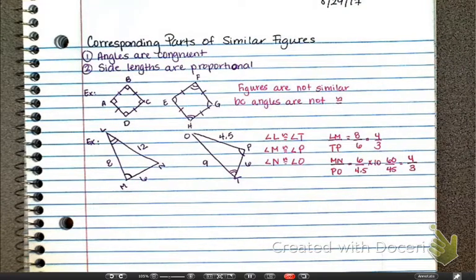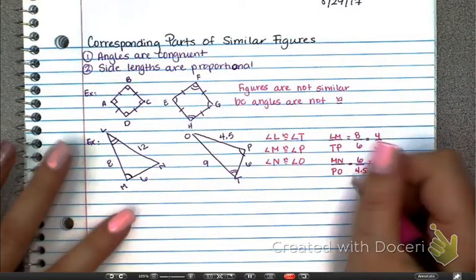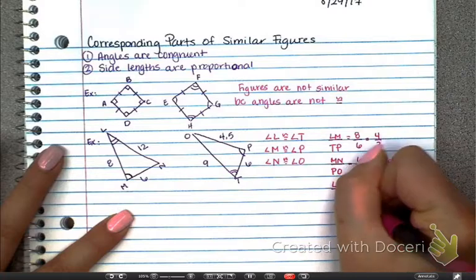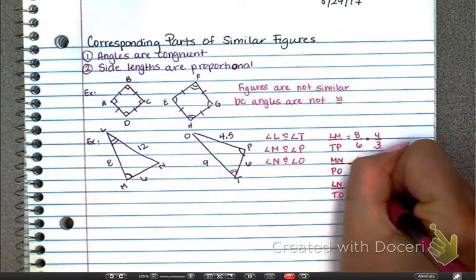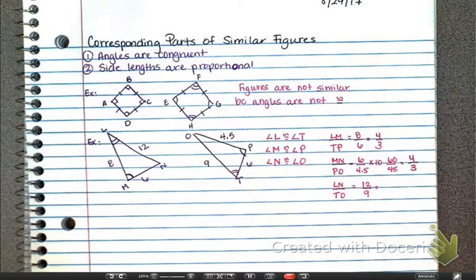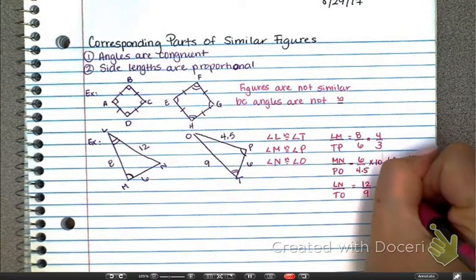See if you can set up the last proportion. What two sides are the last sides that we're thinking of that would be proportional? So take a second with your group and see if you can set up the last proportion. Who thinks they have the last proportion? LN to TO, I will take it. If you switch the letters around, that's okay. So if you did N to L and O to T, that's fine. What's LN? 12. And TO is 9, which reduces to 4 over 3.